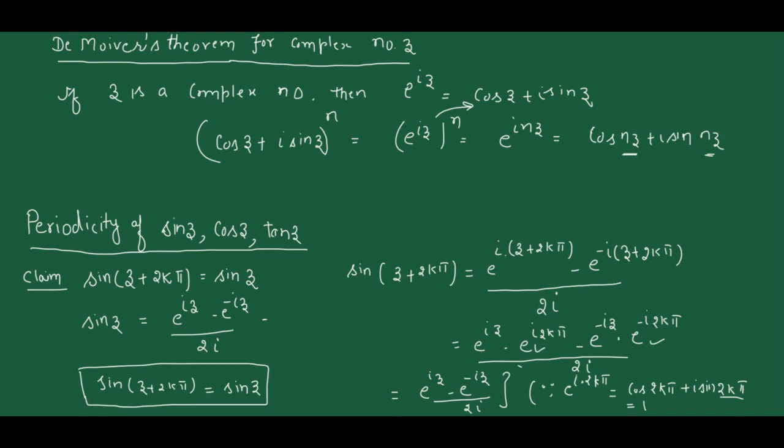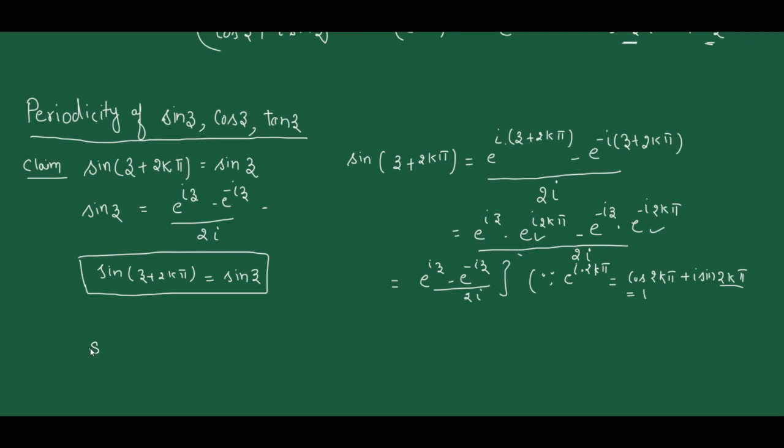Similarly, you can show that cos z is also a periodic function of period 2k pi.